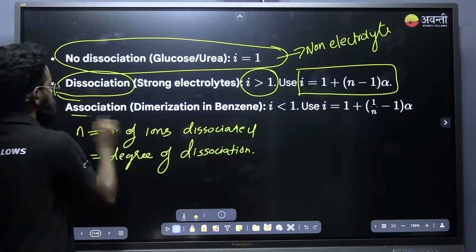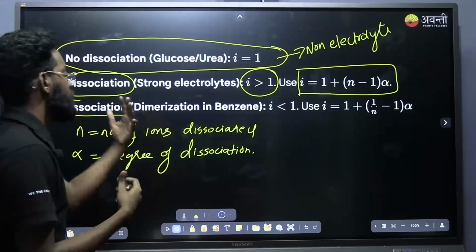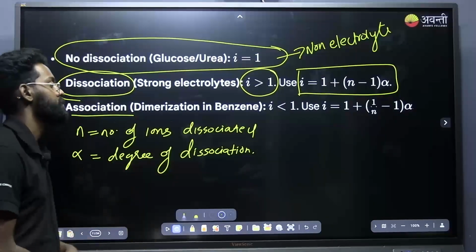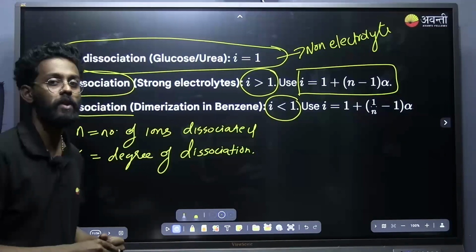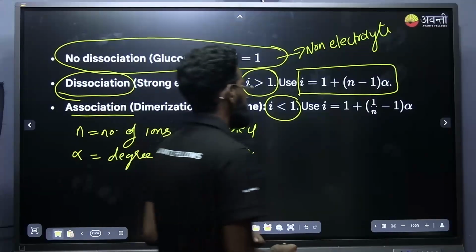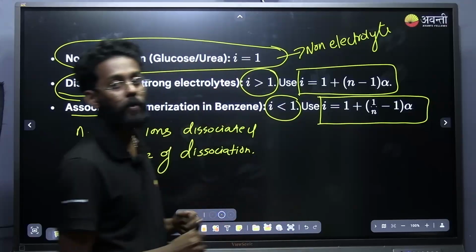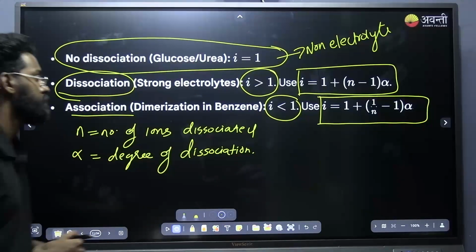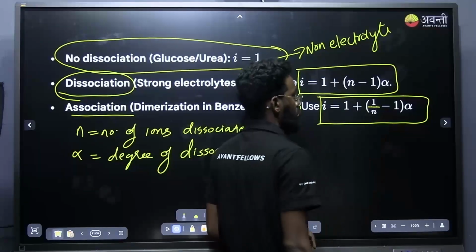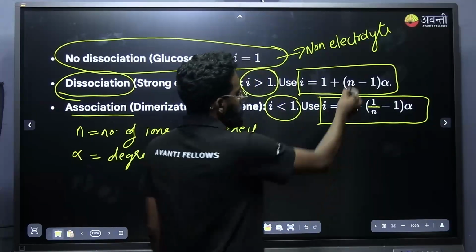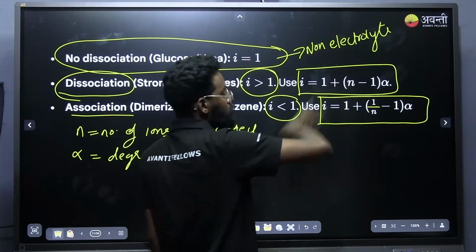And in the case of association, the molecules will be combined together and it will form either dimers or trimers or tetramers. In that case, the value of i will be less than 1. And how can we calculate the value of i if we are given a solute which undergoes association? That is equal to 1 plus (1/n minus 1). The only difference we can see is that here it is n and here the n will become 1 by n. That's the only difference between these two equations.